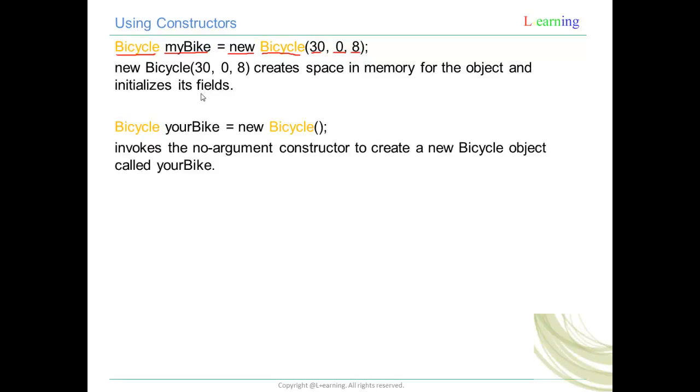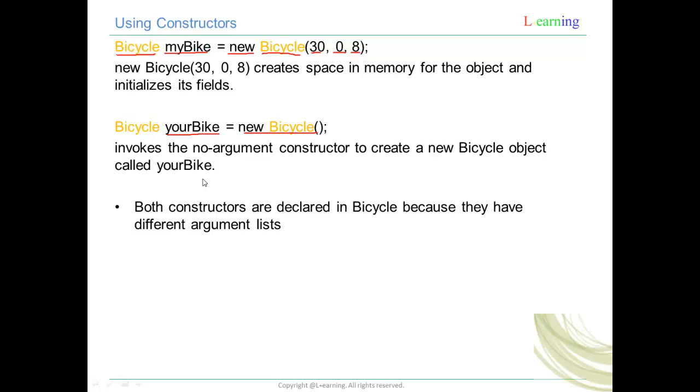Similarly, Bicycle yourBike equals new Bicycle. When you create another object and you say new Bicycle, this will call the other constructor with no parameters, which invokes the no-argument constructor to create a new Bicycle object called yourBike. We have declared 2 constructors for the same class, and we can do that because they have different argument lists.